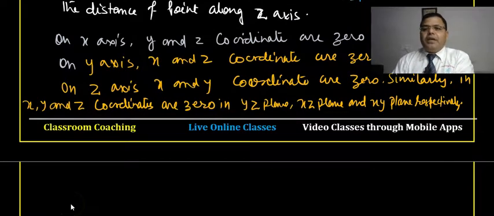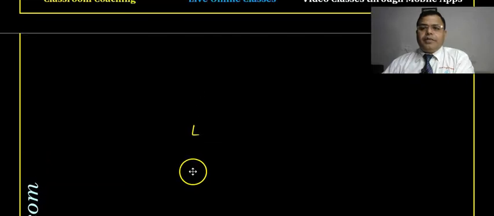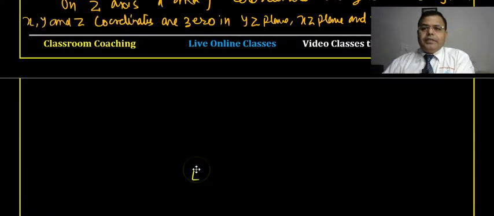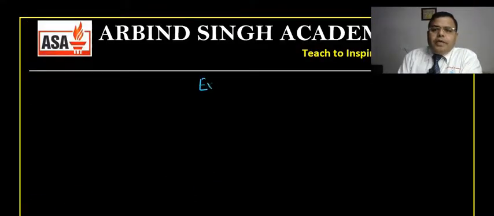Before the break, we had discussed the basic concept of three-dimensional geometry, the Cartesian coordinate system, and octants, and whether the coordinates are positive or negative. On the basis of that, we are going to solve some questions from the given exercise, Exercise 12.1. So let us discuss questions from there only.